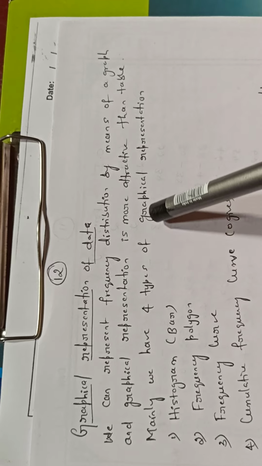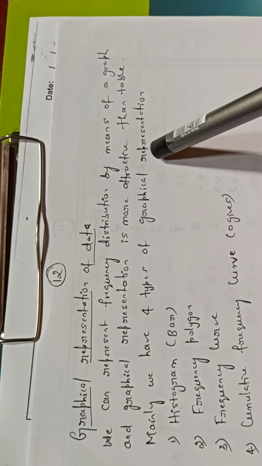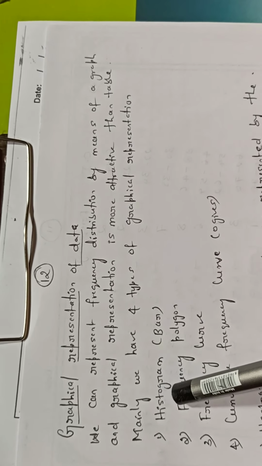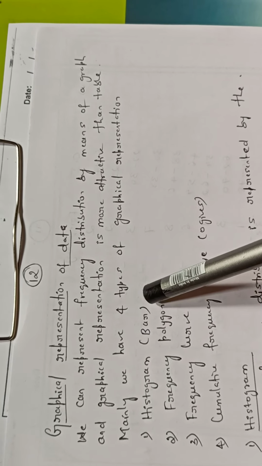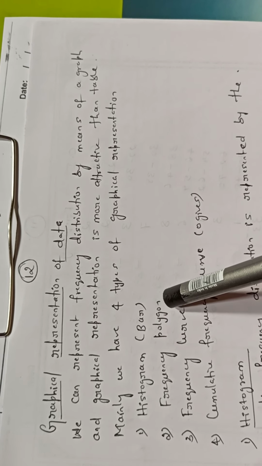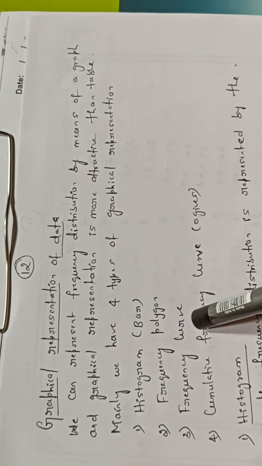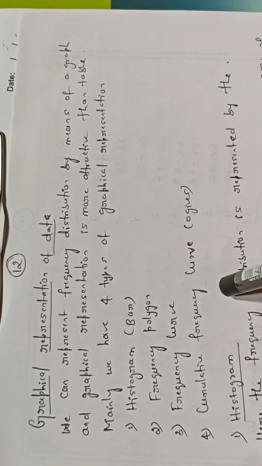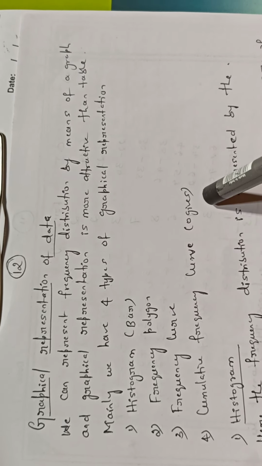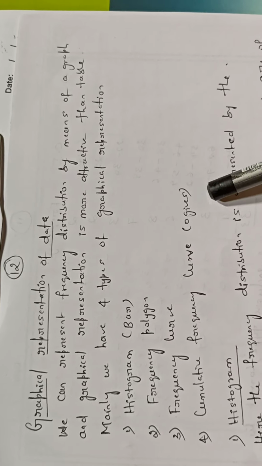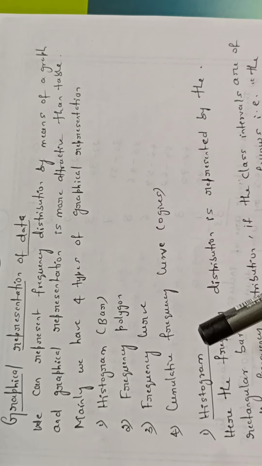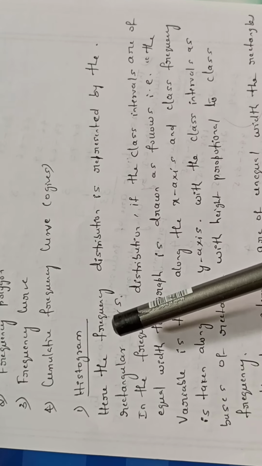So we have four types of graphical representation. First one is the histogram, and it is also called a bar graph. Second one is the frequency polygon. Third one is the frequency curve, and fourth is the cumulative frequency curve, also called ogive curves. So first we are going to study the histogram.